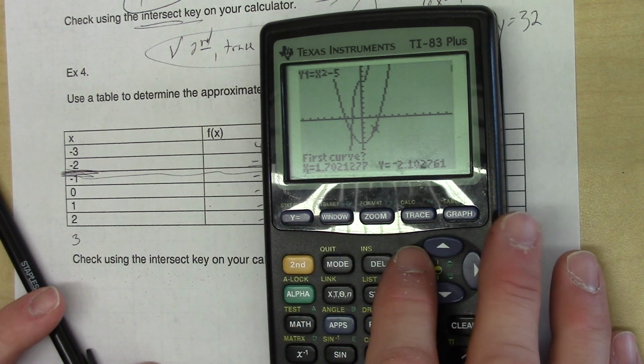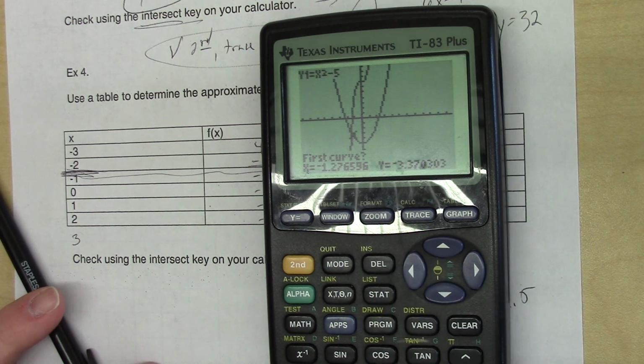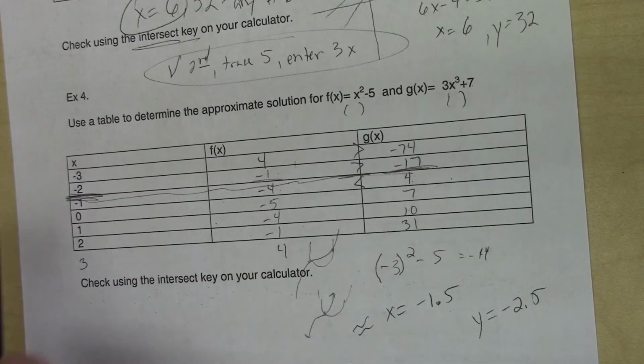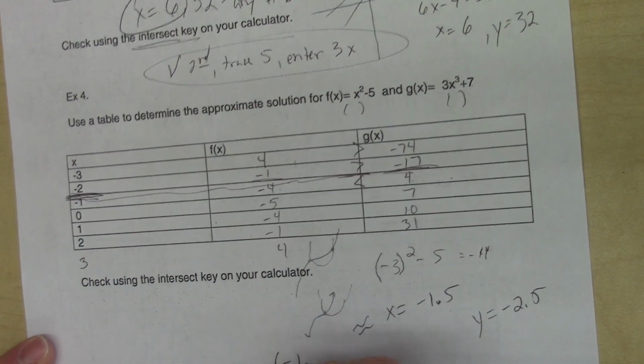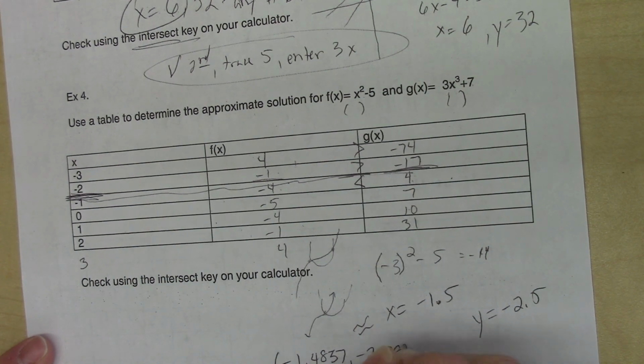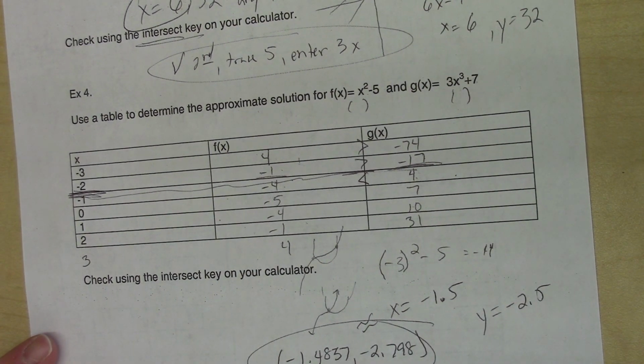And all I got to do is just move this cursor over by the other point right there, right? And I'm just going to go enter, enter, enter. And look at that. It says negative 1.48 and negative 2.79. So I'm going to say pretty much that, right? It's negative 1.4837, comma negative 2.798. And that was the point. Okay? So there we go.